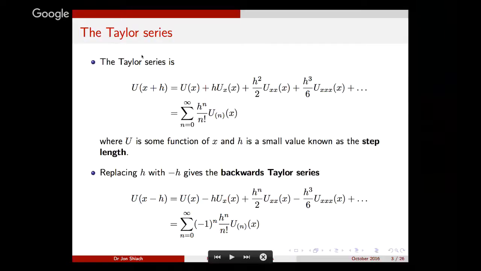We can write this using this neat little trick, minus 1 to the power n. When n is odd, this is minus 1. When n is even, this is plus 1. So that's the backwards Taylor series and the forward Taylor series.